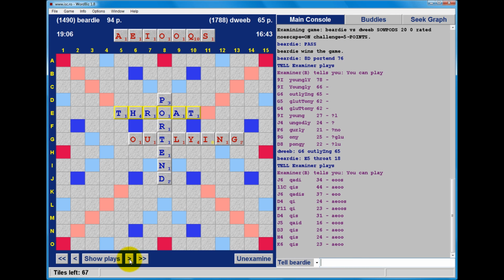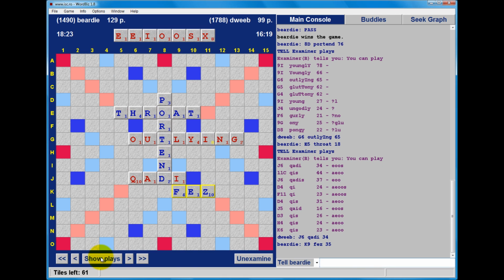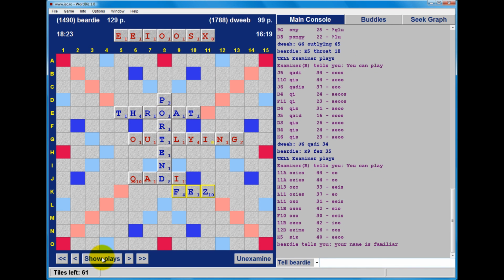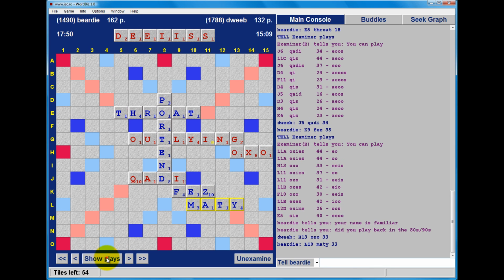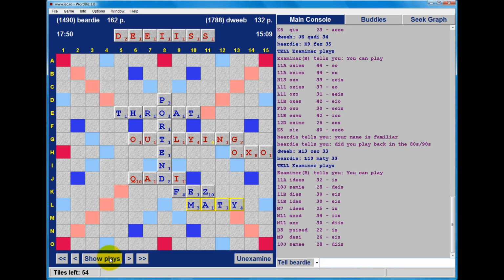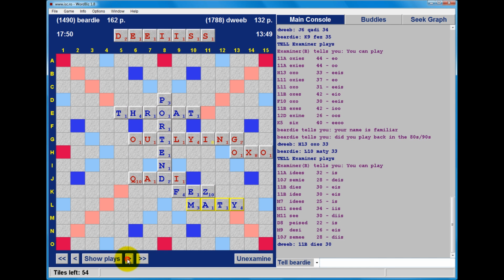Caddy for 34. Oxy's was good. I'm not sure whether playing the S off and opening up the triple word lane on row A justifies the 11 extra points. Maybe it does. I think dice was reasonable on that rack.